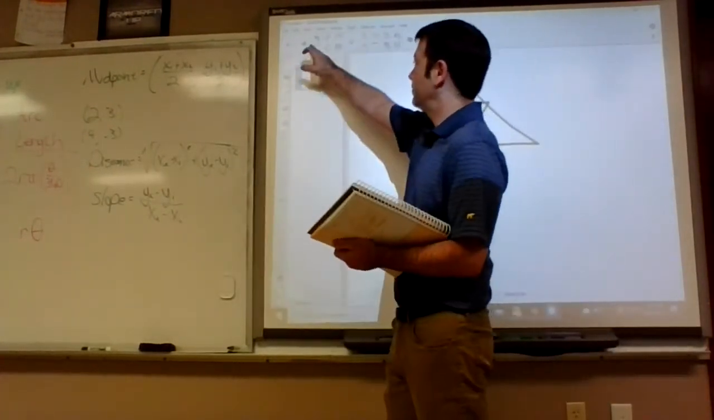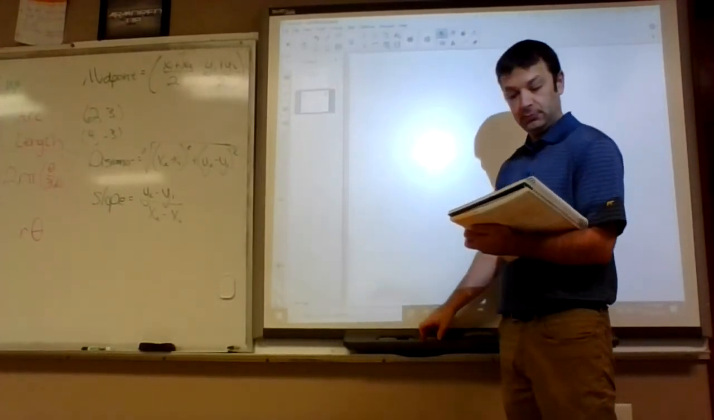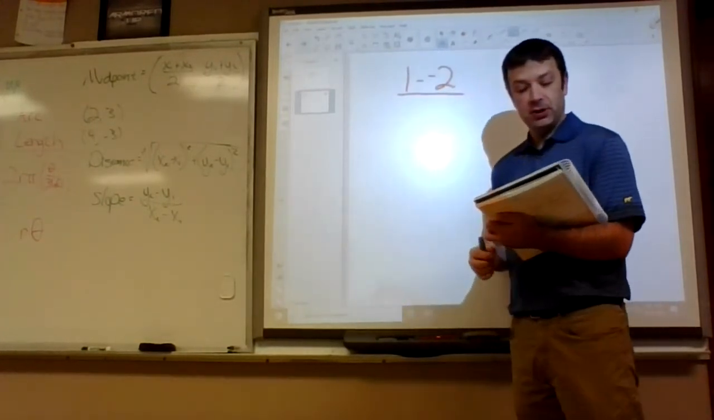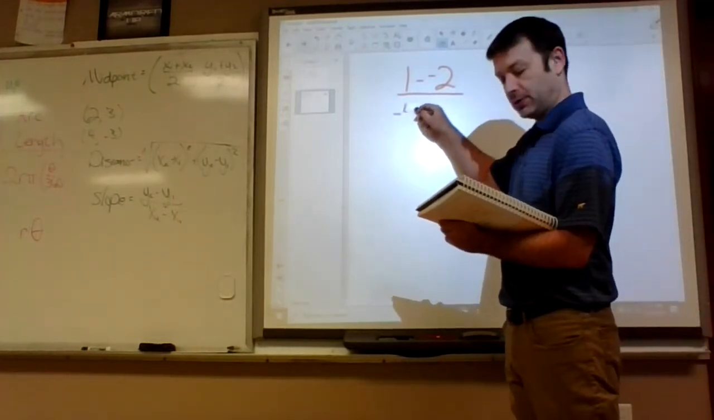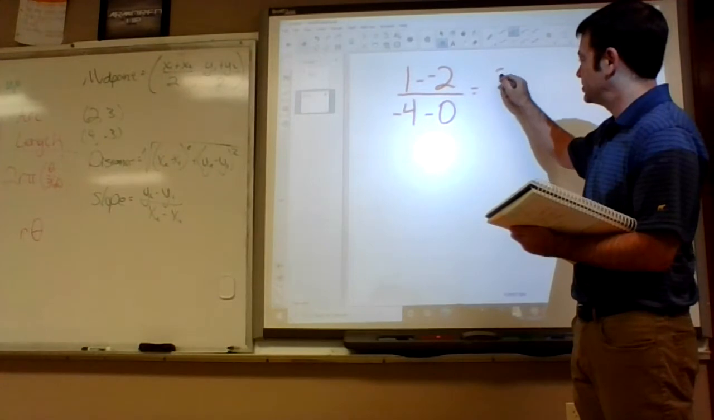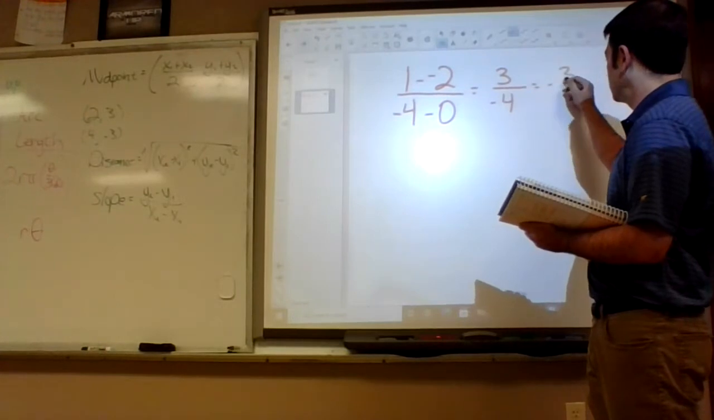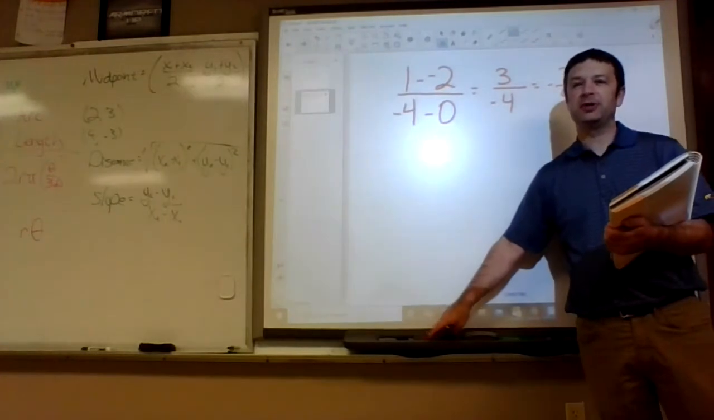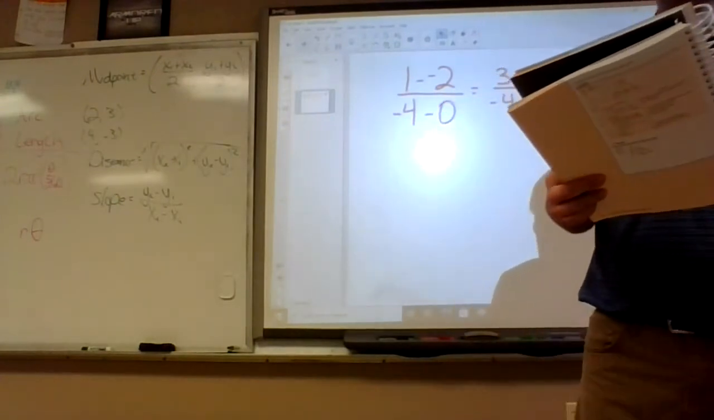Okay, number 7, how do we find the slope of segment DE? Y minus y over x minus x. What are the y values for segment DE? 1 and -2. So I'm going to do 1 minus -2, which is really 1 plus 2, over the x values, which is -4 minus 0. 1 minus -2 is 3, over -4 minus 0. How do we know if the slope's going to be positive or negative from the picture? If the line is going down from left to right, it's going to be a negative slope.